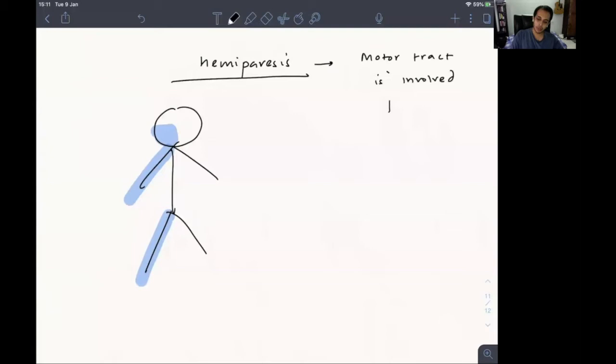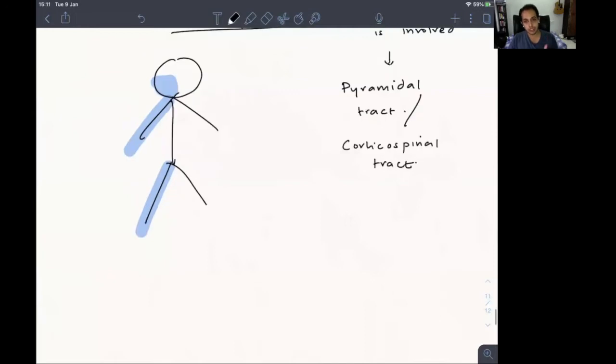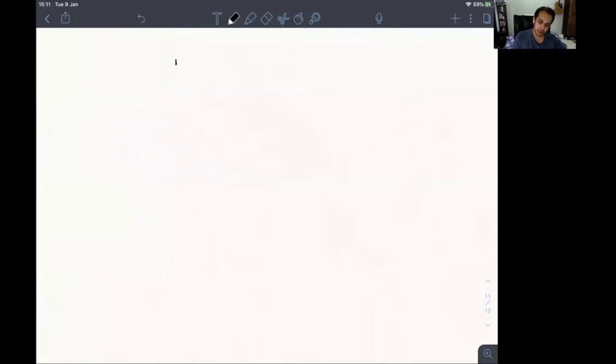And the main motor tract in our body is known as the pyramidal tract. It is also known as the cortico-spinal tract. Okay, so this is the tract that is involved, which results in weakness of one side. Before we move any further, we need to know a little bit more about the pyramidal tract. So let me tell you about the neuroanatomy of the pyramidal tract.